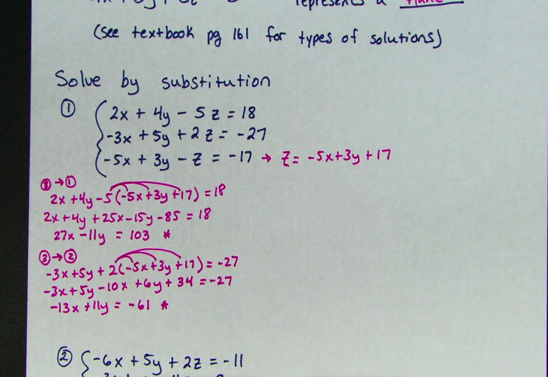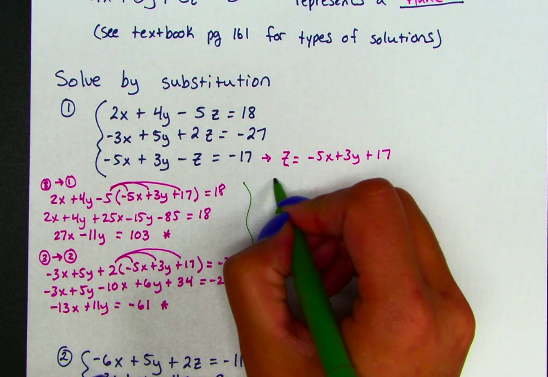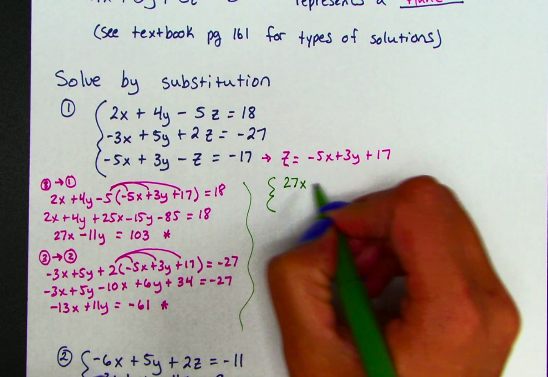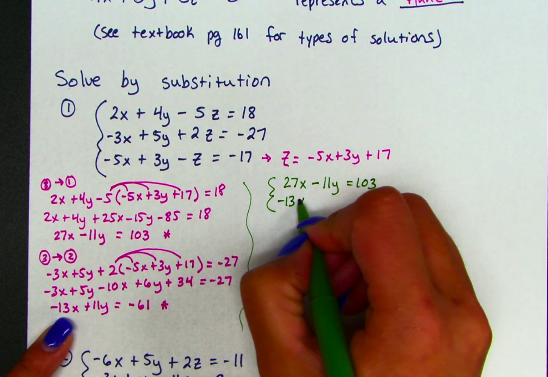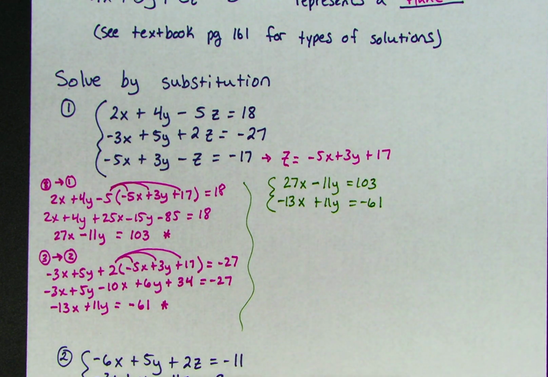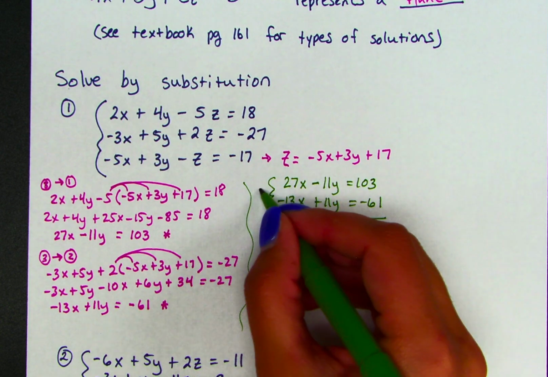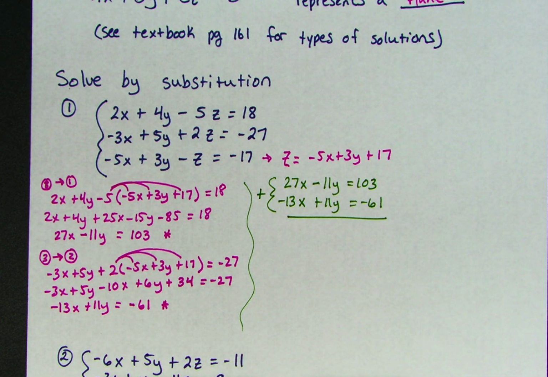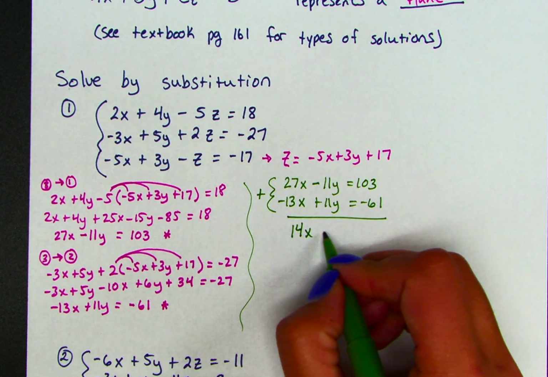So for our next step, these two equations that we came up with are going to get put together. So we'll have 27x minus 11y equals 103. And then negative 13x plus 11y equals negative 61. So now we're just going to solve that like a two-system equation. We can continue a substitution, or if it's easier, we can switch to elimination. If I'm looking at this, these would eliminate really nicely. So I can just add those equations together as is and cancel out the y. So this will give me 14x, and then that will cancel.